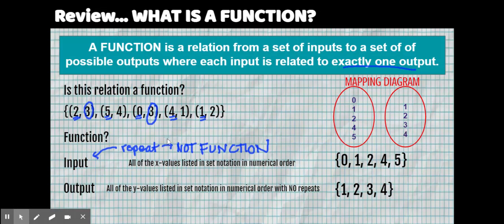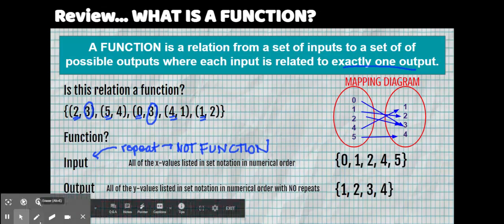Once we have the input and output listed in each oval, then we go through our mapping process. We go to the first ordered pair in our relation, and we know that 2 as an input value gives 3 as an output value, and that's when we connect 2 to 3 with an arrow. Please make sure that the arrow ends at the output value. Then we go through our (5, 4), our (0, 3), our (4, 1), and finally our (1, 2).